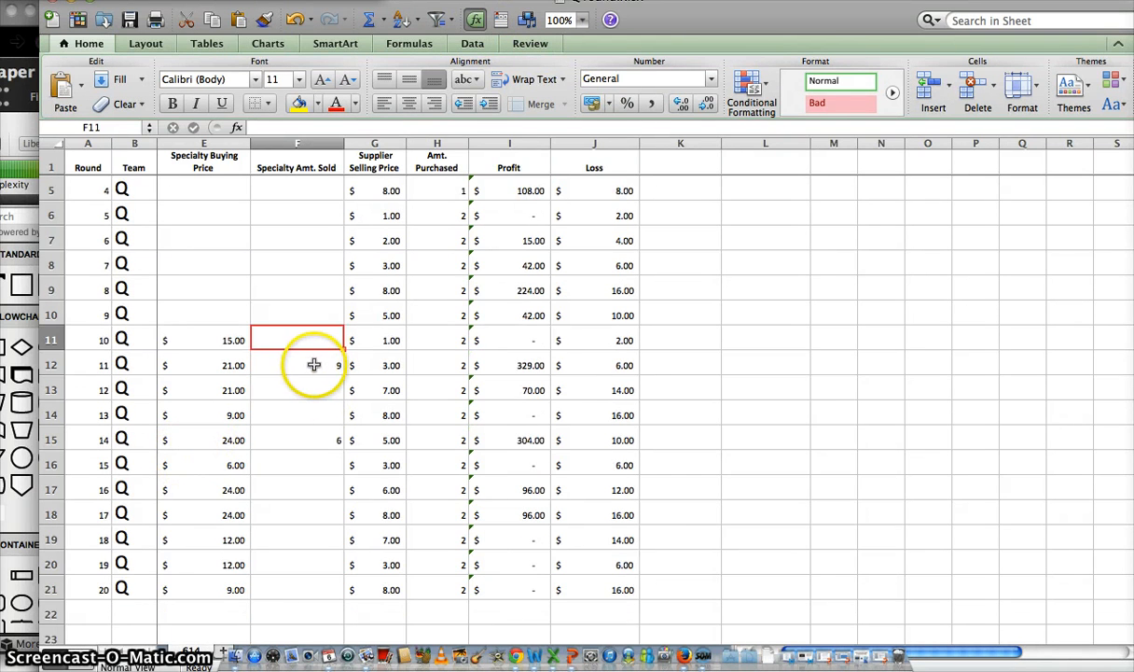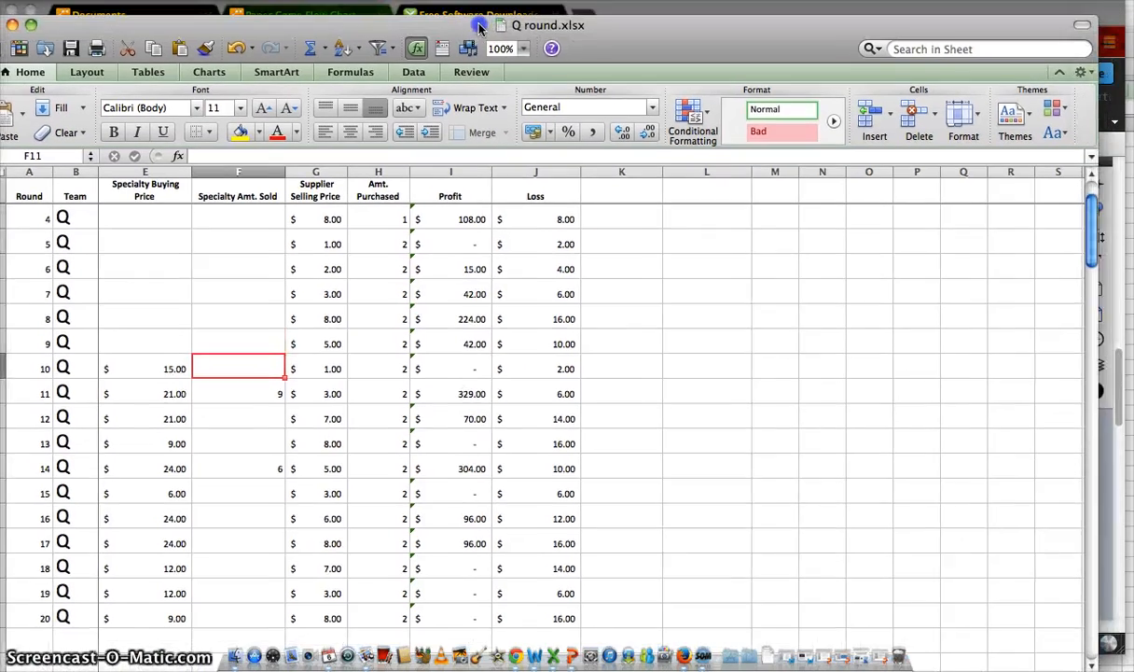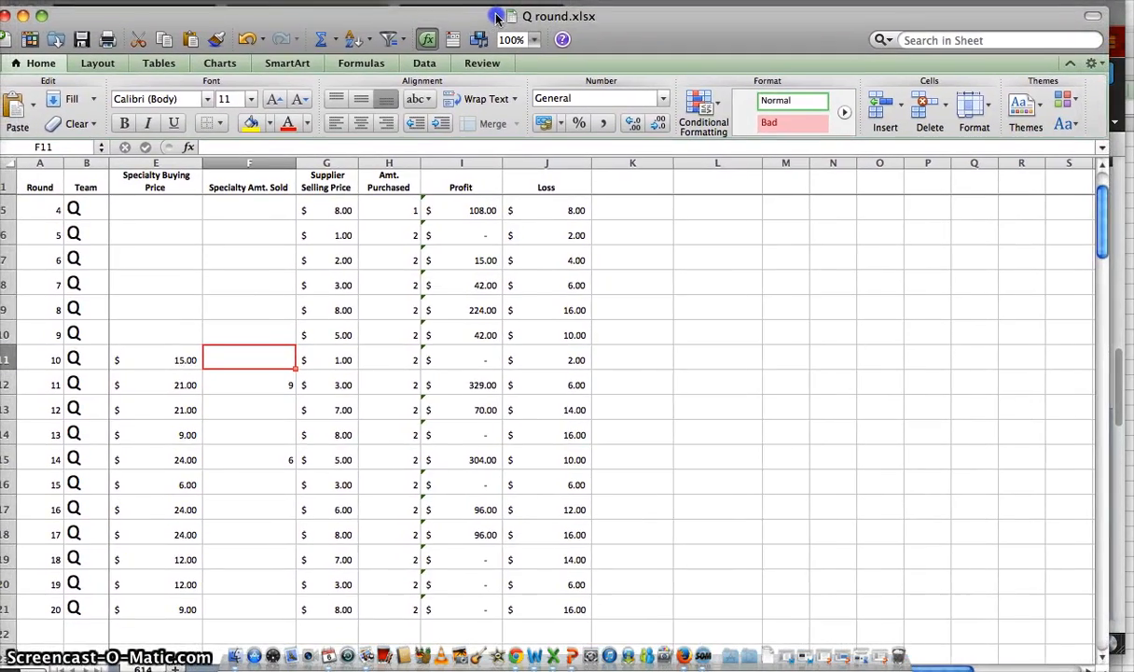The buying price was 7. We sold 20. And the specialty buying price was 20, and we sold 9 at the specialty price, giving us a profit of $329, which was our largest profit throughout the game. And we also bought 2 sheets at $3, giving us a $6 loss. Our net worth at this point was $737, and the only other time we sold specialty items was in round 14. It went for 24, and we sold 6 items.